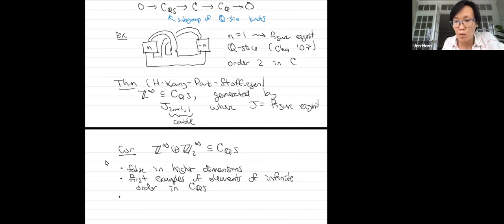And how do we prove this result? Well, the proof relies on bordered and involutive flow homology.